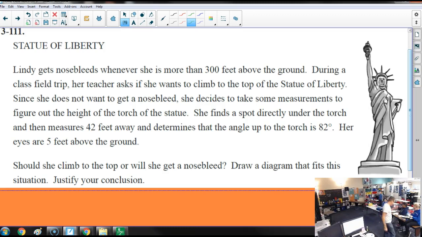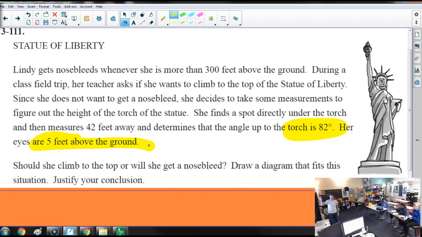That's cool. So not only do they still have a charged up calculator, but they also have a clinometer that they brought with them because they figured that they would need to measure some angles. And really, they're just fun. So they're able to determine that the angle up to the torch is 82 degrees. Her eyes are 5 feet above the ground, so the clinometer is 5 feet up above the ground.